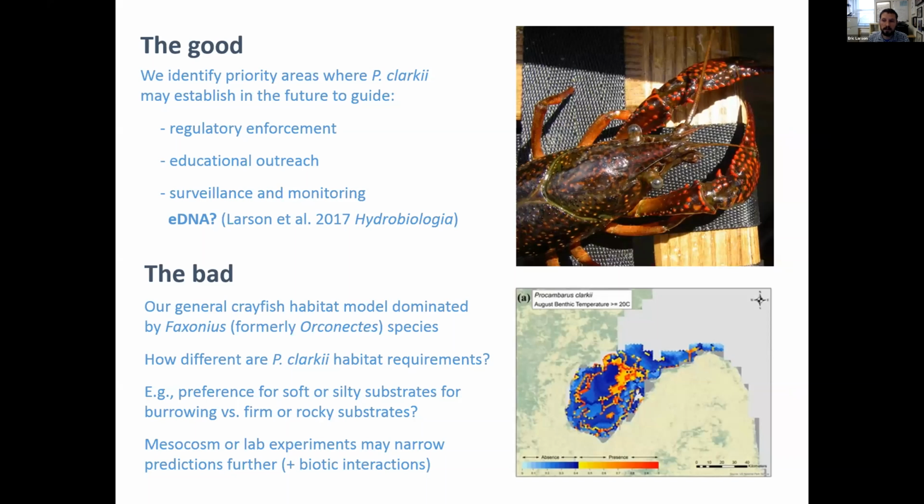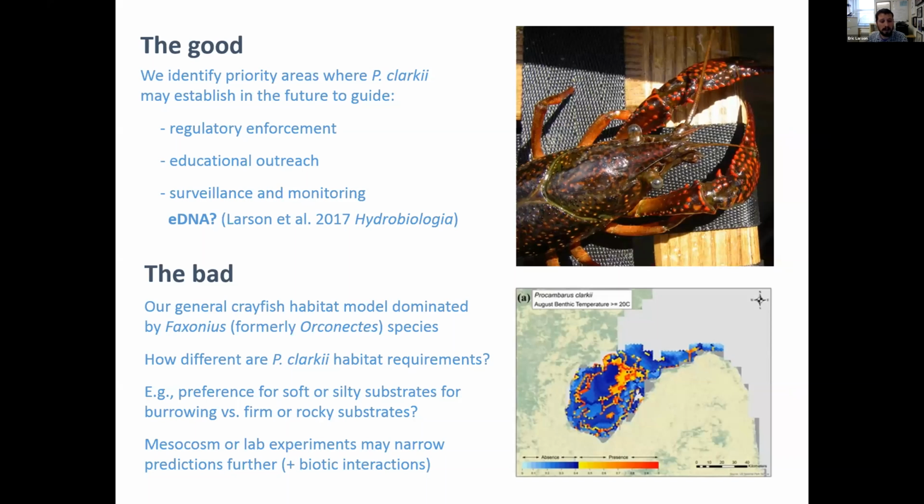the Great Lakes crayfish habitat model, the SDM, is dominated by Orconectes or Faxonius species. And so things like rusty crayfish may have really different habitat needs, things like substrate, than red swamp crayfish will. So if red swamp crayfish habitat requirements are really different than our model predicts, that's biased a little more towards these Orconectes species, we could misrepresent where this would live.